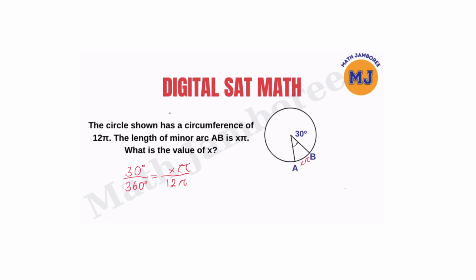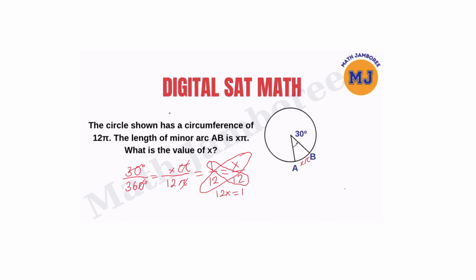When you simplify 30 over 360, you would get 1 over 12. This is equal to 1 over 12, which also equals, pi cancels each other out, x over 12. And as you can see from this expression, you can easily say that x is 1, or you can do cross multiplication. If you still haven't been able to figure that out, we would just do cross multiplication.